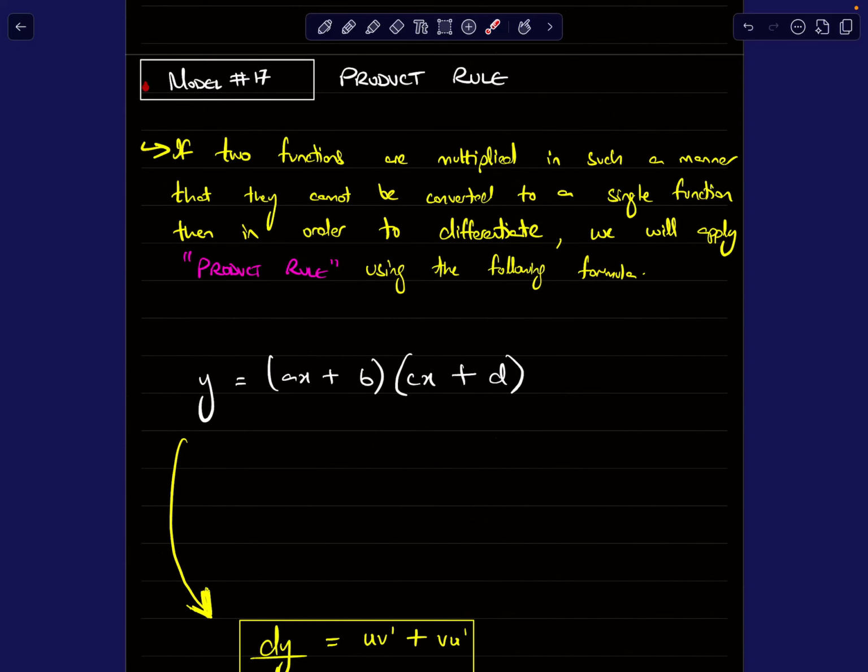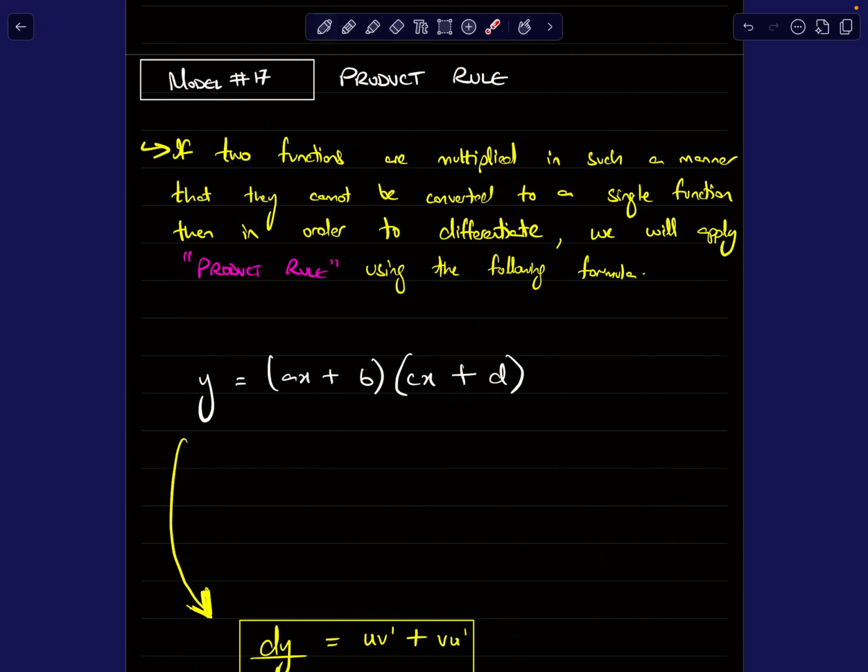Alright, so we have model 17, the product rule. If we have two functions which are being multiplied in such a manner that they cannot be converted into a single function, then in order to differentiate, we will apply the product rule.